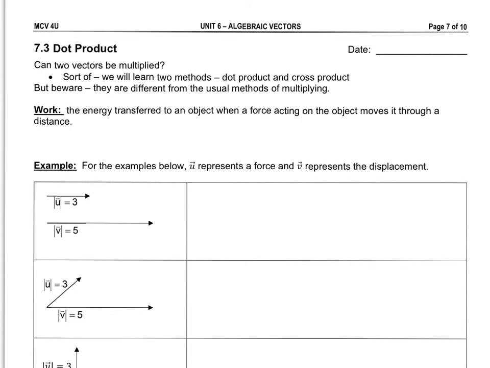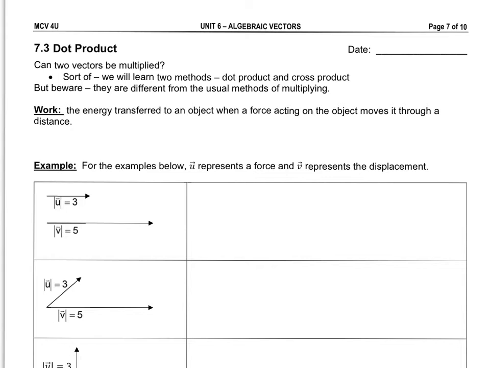In our last lesson, we looked at some operations with algebraic vectors, including vector addition as well as scalar multiplication. So my question is here, well, can two vectors be multiplied? Well, sort of. We're going to learn two different methods of multiplying, and they do two different things. One's called the dot product, which is the focus of this lesson, and the other's called a cross product.